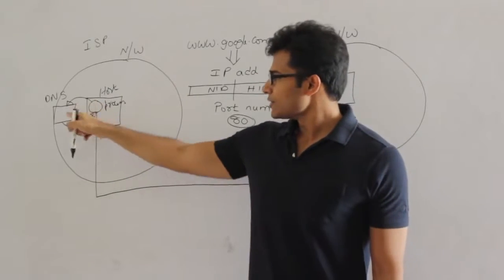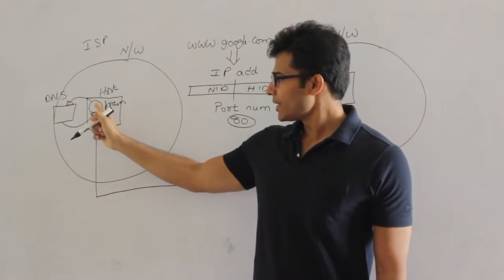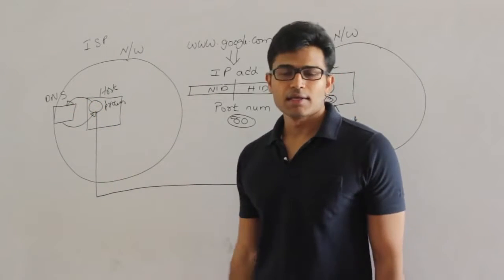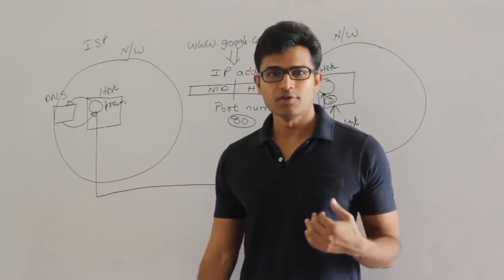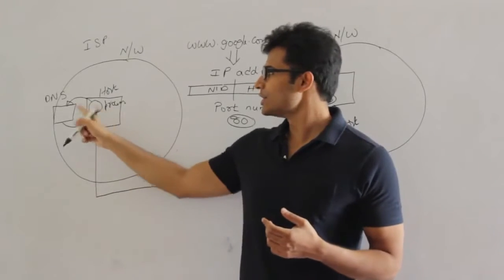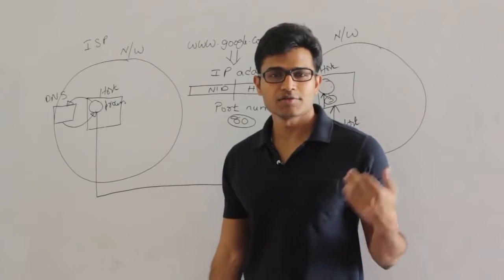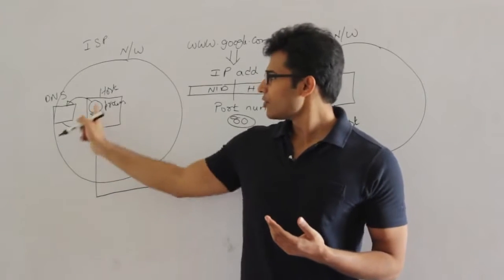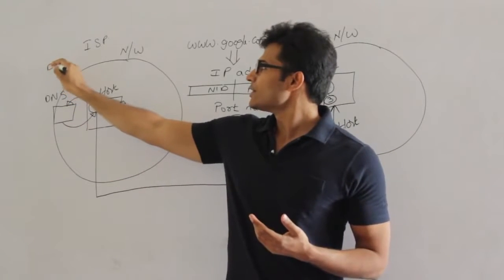Now this entire procedure, which is converting the domain name to IP address, is actually an overhead. See, we wanted to reach Google, we didn't want to reach DNS, but then we had to reach DNS because we want to convert it, right? Therefore this entire step is called DNS overhead.